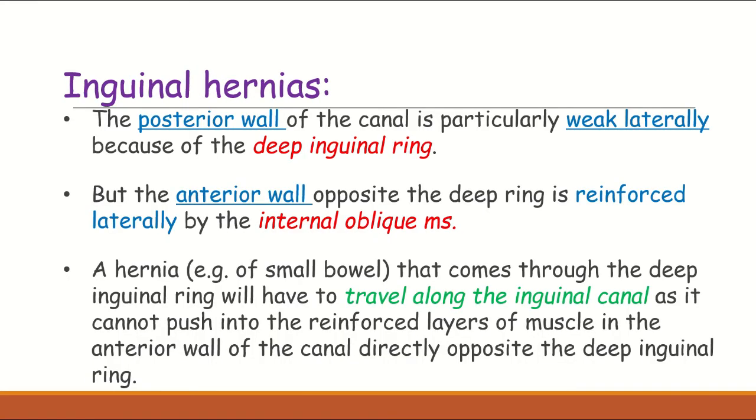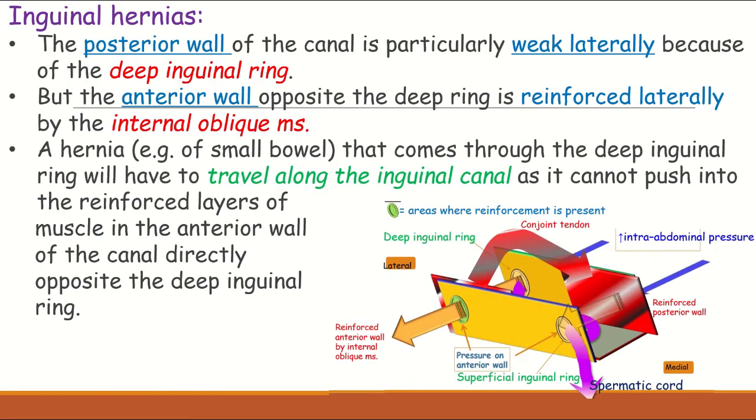Now let's come to some clinical aspects of this inguinal canal. In the case of a hernia, the posterior wall of the canal is particularly weak laterally because of the deep inguinal ring. As you can see here in this diagram, this is the posterior wall, and the posterior wall is weaker near the deep inguinal ring, which is situated laterally. But the anterior wall opposite to the deep inguinal ring is reinforced laterally by the presence of the internal oblique muscle. So this is the internal oblique muscle which is reinforcing the anterior wall laterally.